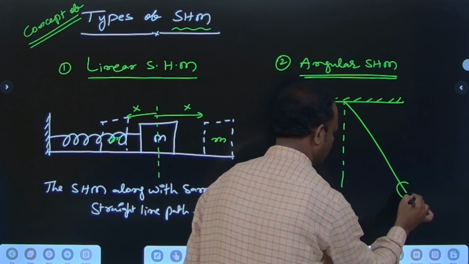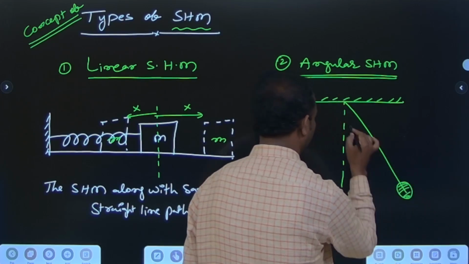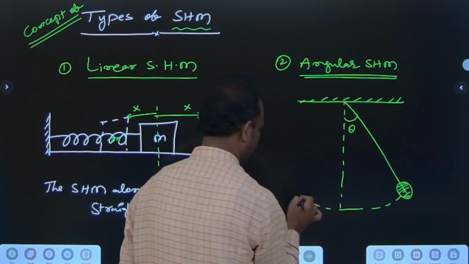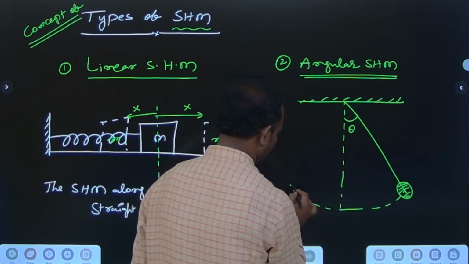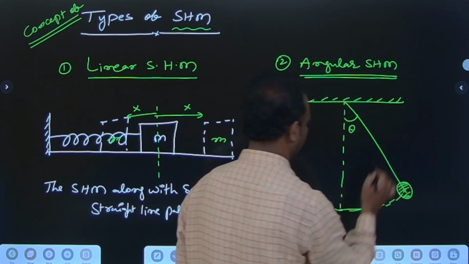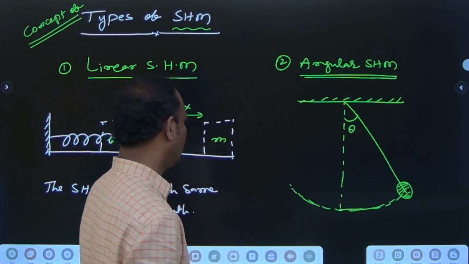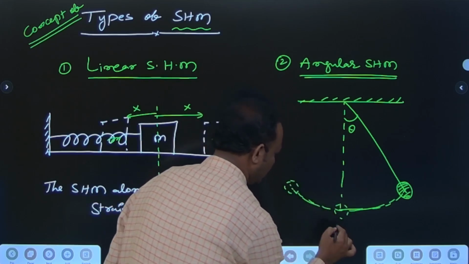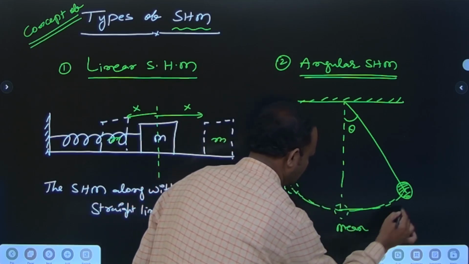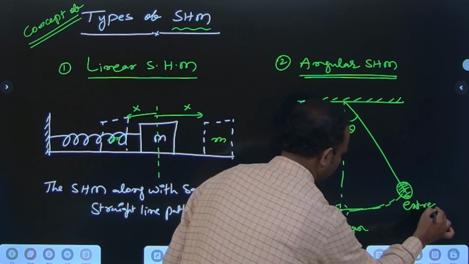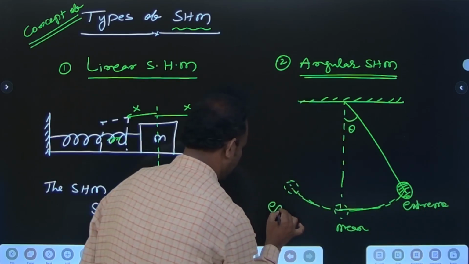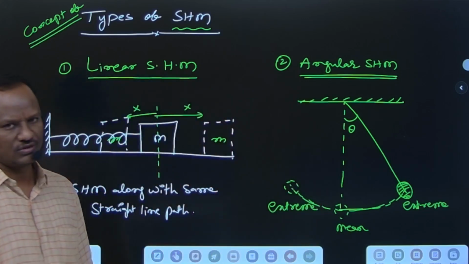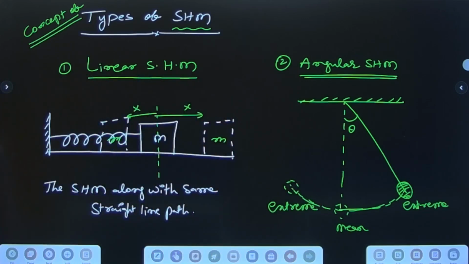Here is the simple pendulum, which makes an angle theta. It moves to and fro, towards and backward direction. This is called angular SHM. These are the positions: this is the mean position, and on either side there are extreme positions. So this is angular SHM.